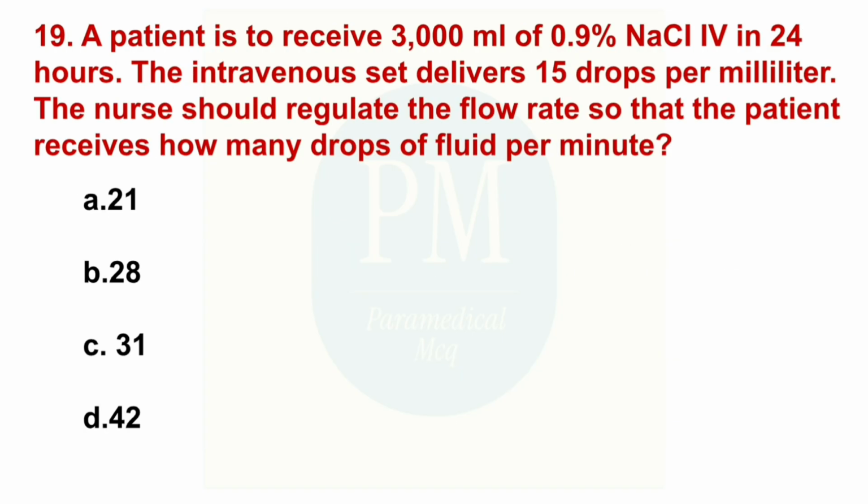A patient is to receive 3000 ml of 0.9% NaCl IV in 24 hours. The intravenous set delivers 15 drops per milliliter. The nurse should regulate the flow rate so that the patient receives how many drops of fluid per minute? Option A, 21. Option B, 28. Option C, 31. Option D, 42. The correct option is option C, 31.